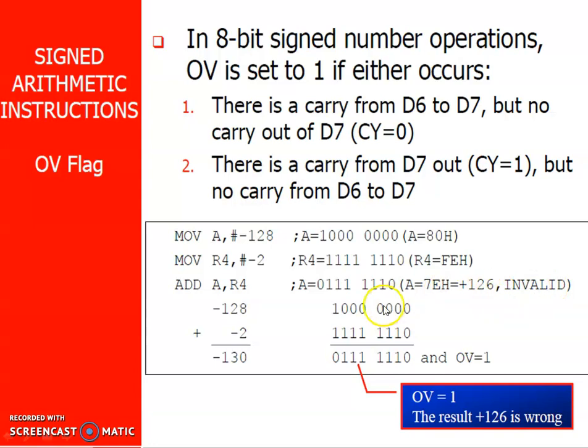Here, what answer you are getting is plus 126, and the OV will be equal to 1 here because there is a carry from the D7th bit. This is the second case, that is there is a carry from the D7th bit and there is no carry from D6 to D7. Therefore, the overflow flag will be set and the result is wrong.